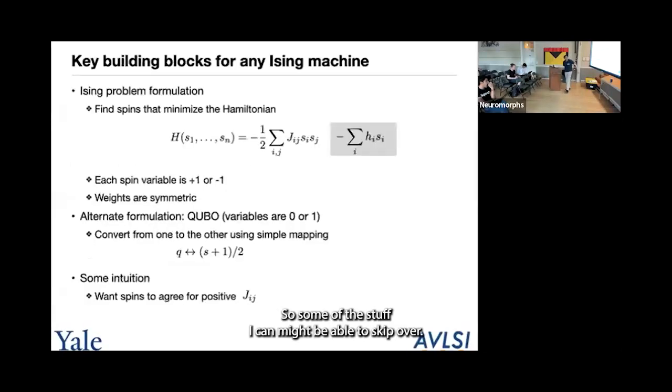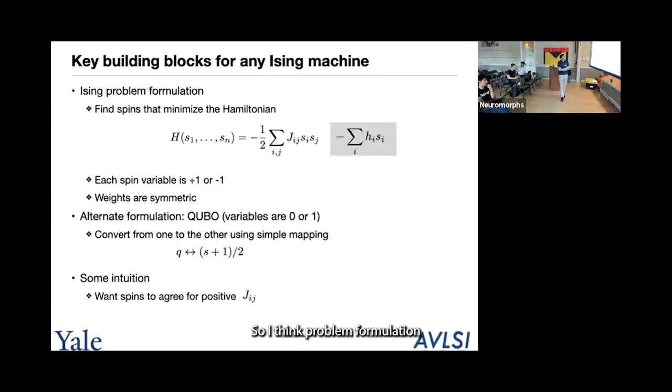Some of the stuff I might be able to skip over. Please tell me if I should skip things. I'm just going to give you a quick overview of what I mean when I say Ising machines. By the way, just a caveat, if you look at the literature, it's a little confusing. Some of the papers have signs flipped. Max is turned into mins, it's all the same. So please bear that in mind. Whenever you pick up a paper, it's good to know exactly which polarity it is so that you're not confused there.